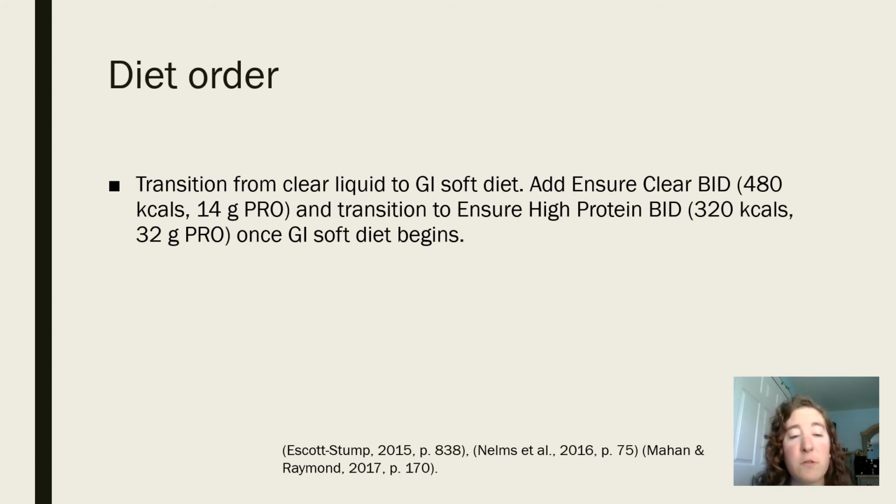The diet order for GS is to transition from a clear liquid diet to a GI soft diet, and while he is on the clear liquids, we would add an Ensure Clear twice a day to provide him additional calories and proteins that he might be lacking from the clear liquid diet. And once he transitions to the GI soft diet, we would add an Ensure High Protein nutritional supplement drink twice a day to once again provide more protein and calories that he may not be getting from his diet.